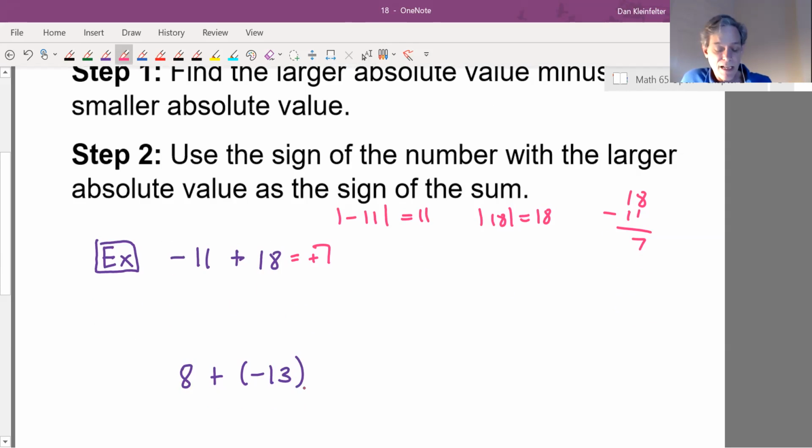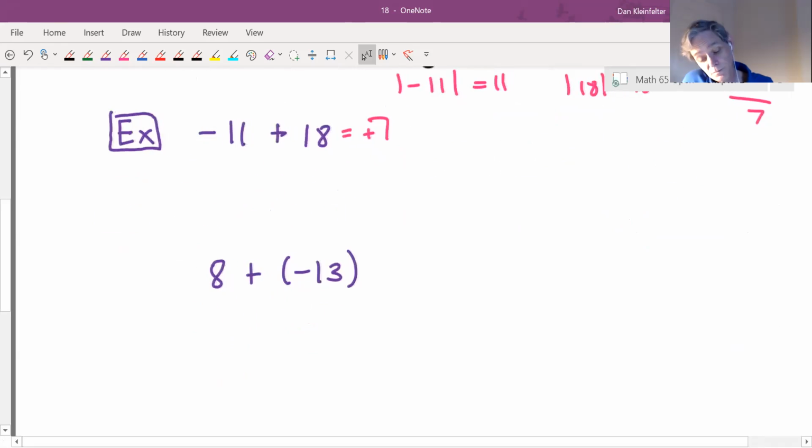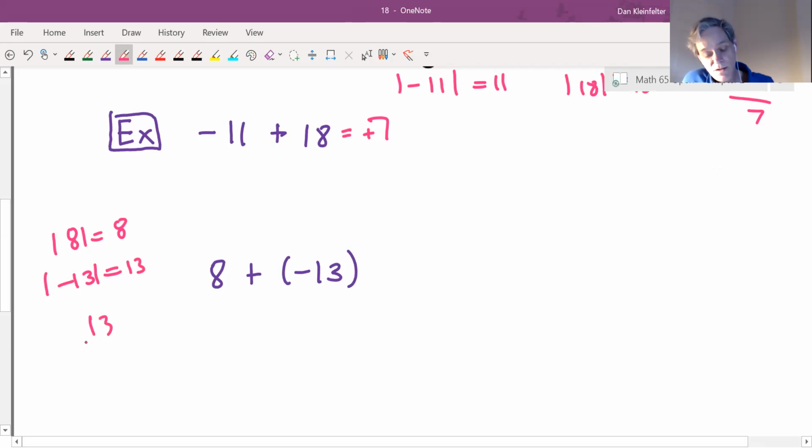Okay, 8 plus -13. Okay, the absolute value of 8 is 8. The absolute value of -13 is 13. Subtract those two absolute values. 13 minus 8 is 5. Okay, and then I'm adding together two numbers with different signs. The one with the bigger absolute value is the -13, right? Which is negative, and so our final answer will be negative. So we get -5 for that.